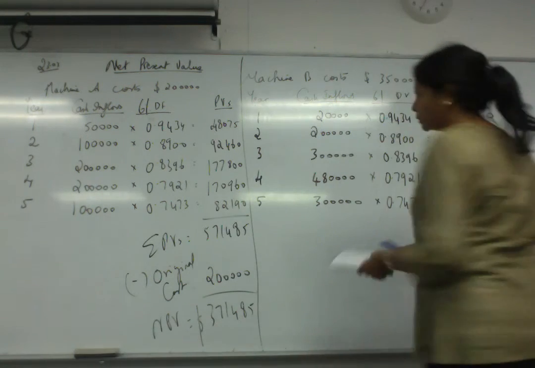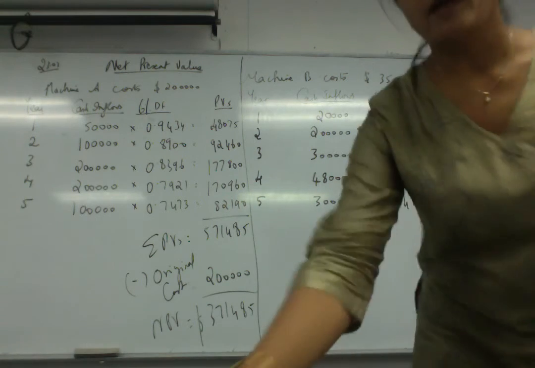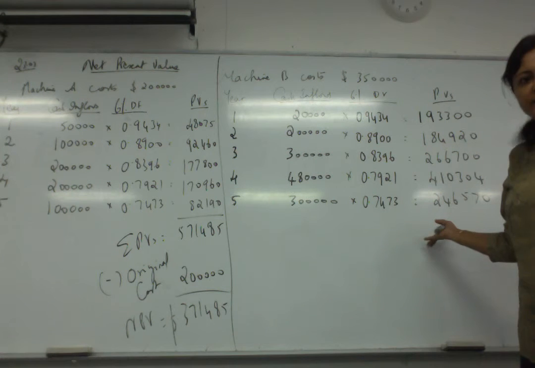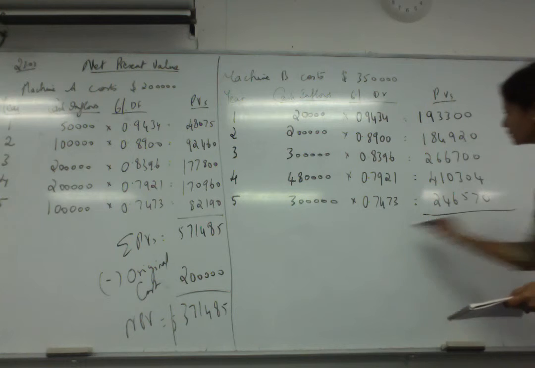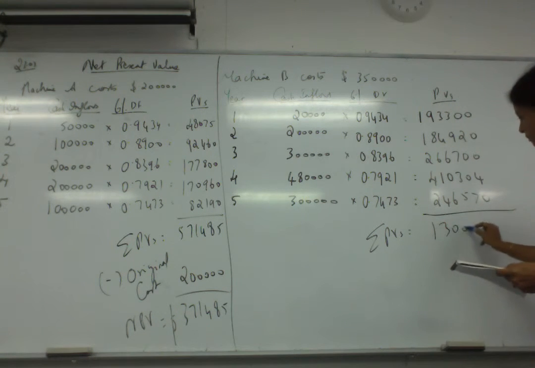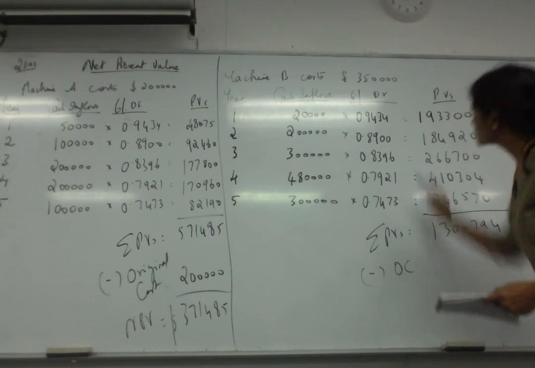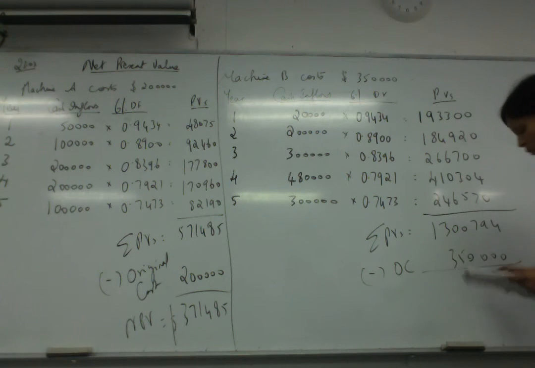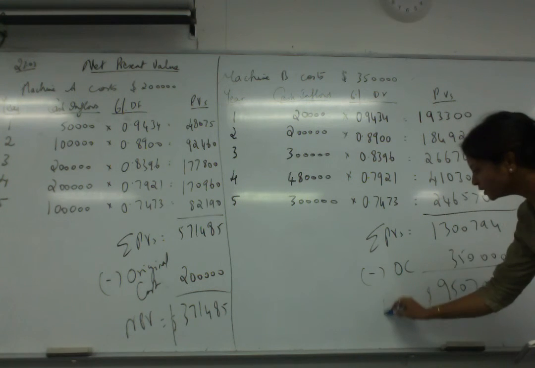Now, likewise for machine B, I've already done the maths there. All I've done is I've put the same discount rate, 6%. You cannot change, it has to be the same. And I have already found out what the maths are against it. So you multiply the same way. I'm getting that. So I'm going to add this up. Sum of all the present values, it's $1,300,794. Take out the original cost, which is $350,000. So I'm left with $950,794. That's the net present value.